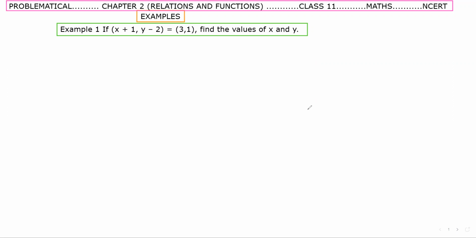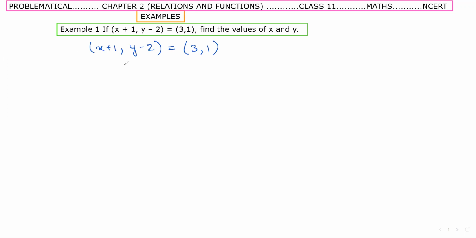Today we'll discuss the solved examples of your NCERT second chapter, Relations and Functions, class 11th Maths. So the first question is, if (x plus 1, y minus 2) is equal to (3, 1), find the values of x and y. So two ordered pairs are given to you and they are equated. You have (x plus 1, y minus 2) as the first ordered pair. It is said that it's equal to (3, 1).